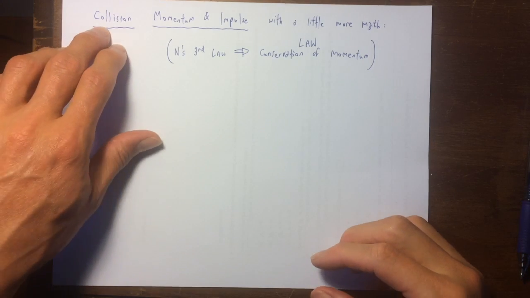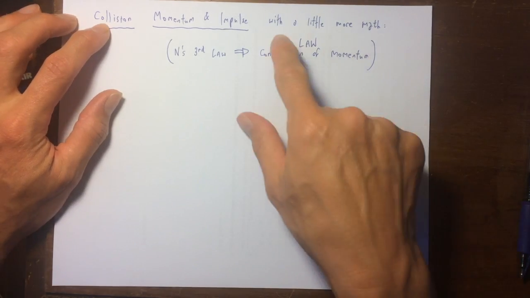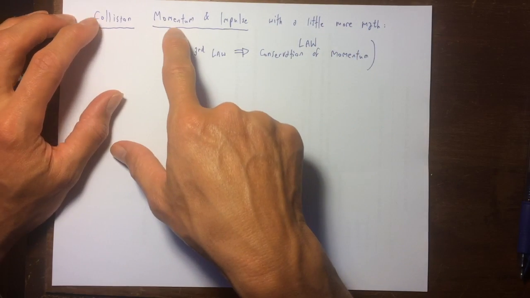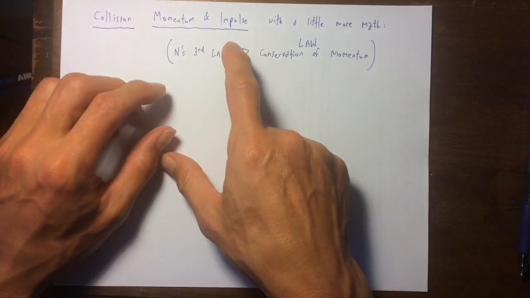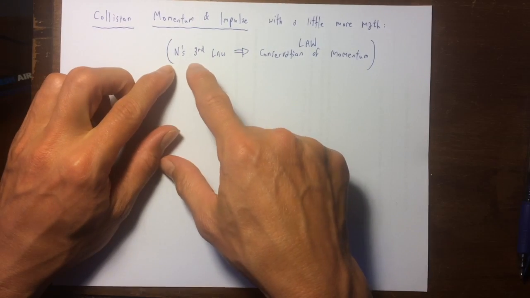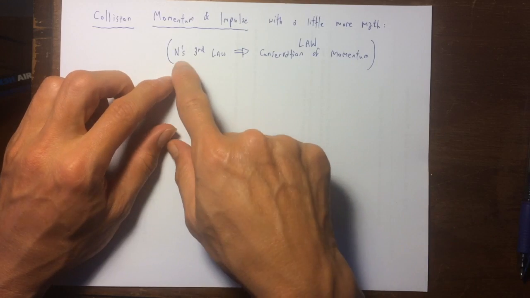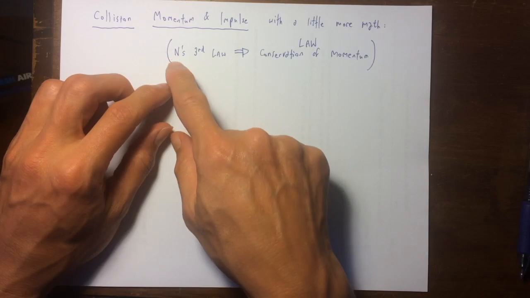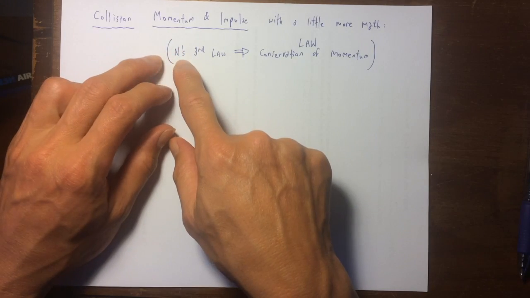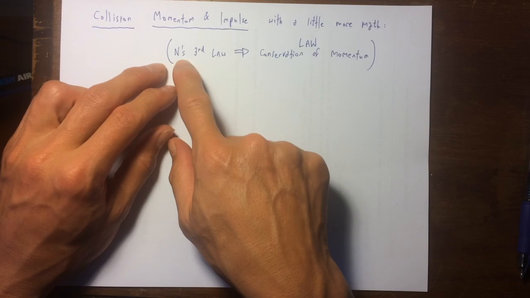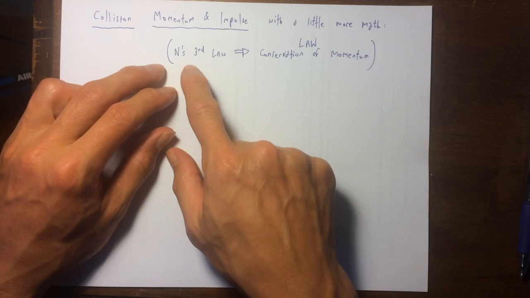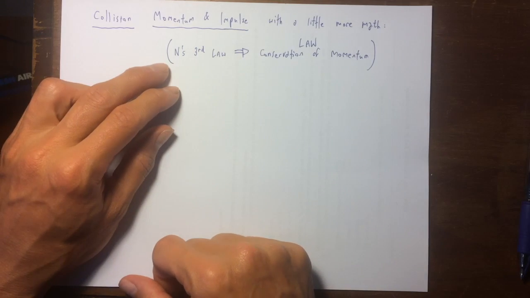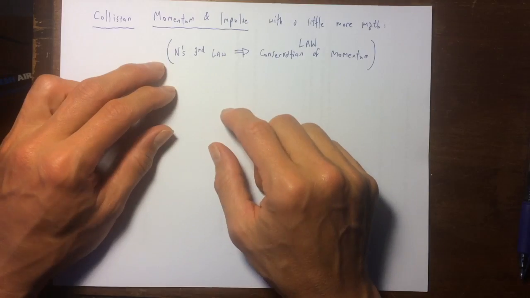So let's talk about collisions, but with a little bit more mathematics. So we're going to study momentum and impulse, and I'm going to show you something that's amazing. The idea is because of Newton's third law, which sometimes people say is, for every action there is an equal but opposite reaction, and they're talking about forces. This is the third law of motion due to Newton.